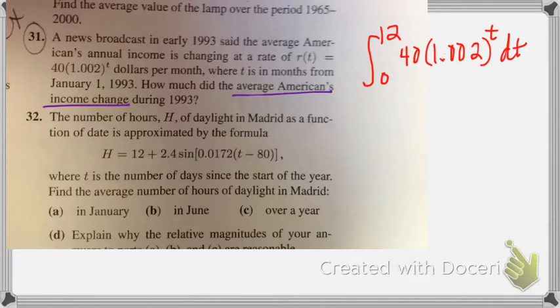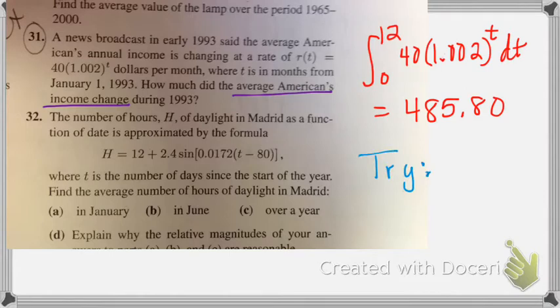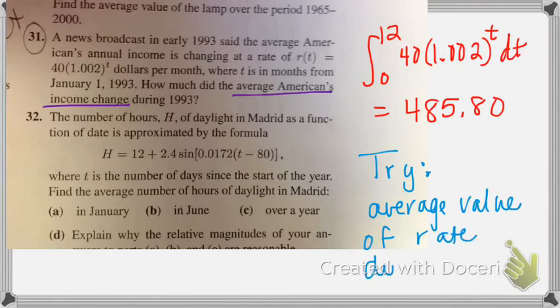So basically if I put that in the calculator, you're going to get 485.80. And that would tell you how much it changed from 0 to 12. Now, for your last try problem, I want you to find the average value of the rate during 1993. And that's using your formula where you have to divide by B minus A.